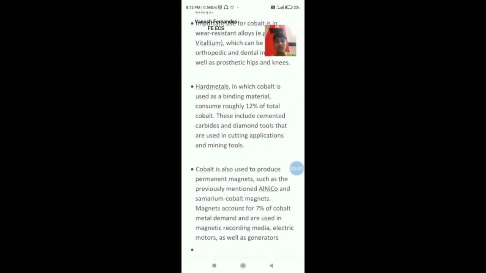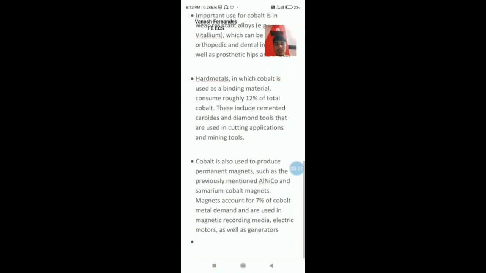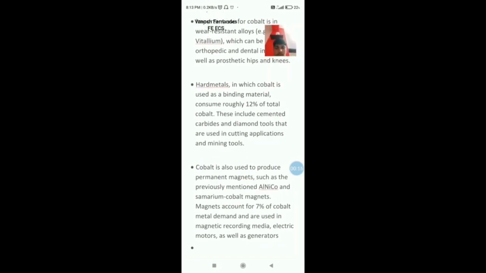Hard metals, in which cobalt is used as binding material, consume roughly 12% of total cobalt. These include cemented carbides and diamond tools that are used in cutting applications and mining tools. Cobalt is also used to produce permanent magnets such as the previously mentioned Alnico and samarium cobalt magnets. Magnets account for 7% of cobalt metal demand and are used in magnetic recording media, electric motors, as well as generators.